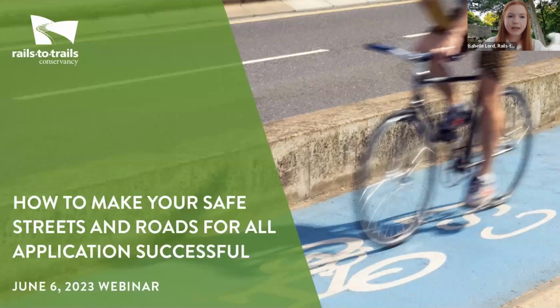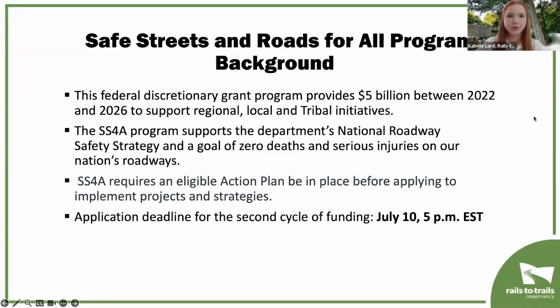Our topic for today is how to make your Safe Streets and Roads for All application successful. The Safe Streets and Roads for All program is a federal discretionary grant program that was introduced under the Bipartisan Infrastructure Law in 2021 and will provide $5 billion between 2022 to 2026 to support regional, local, and tribal initiatives aimed at preventing serious injuries and fatalities that occur on our nation's roadways.